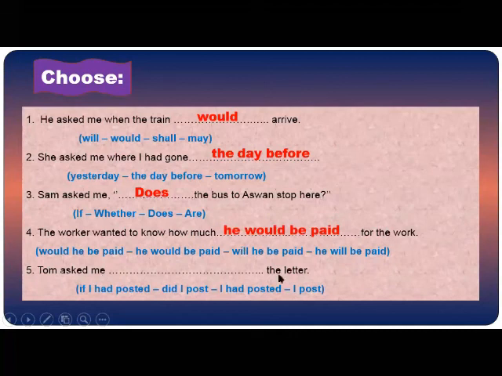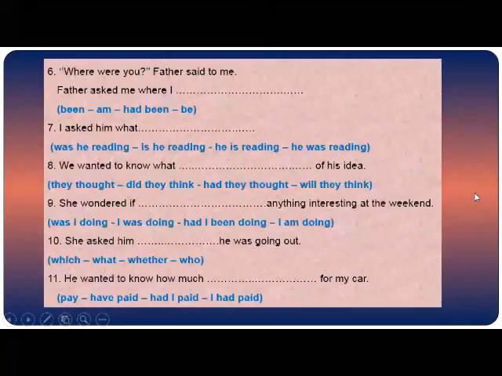Tom asked me the letter. Here I will join using if: if I had posted the letter. Where were you? Father said to me. Father asked me where I. Here where past simple, I change it to past perfect. So where I had been.